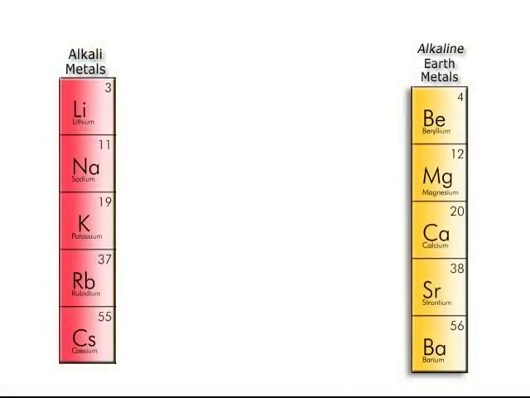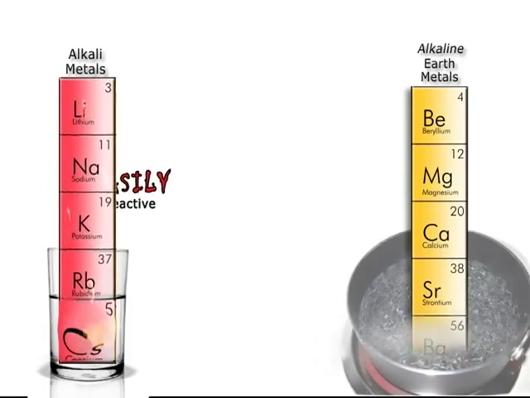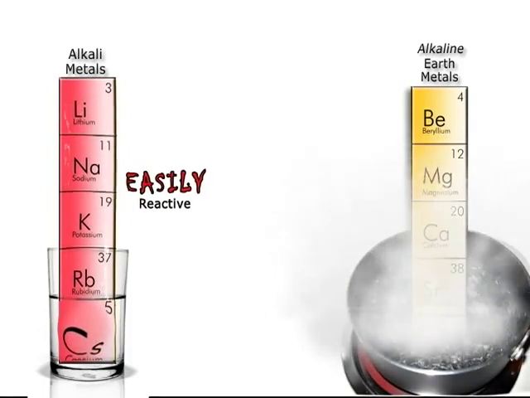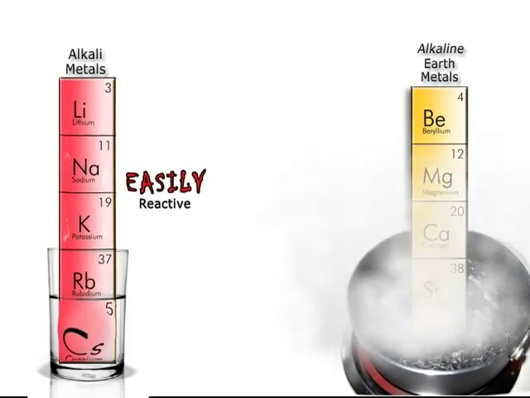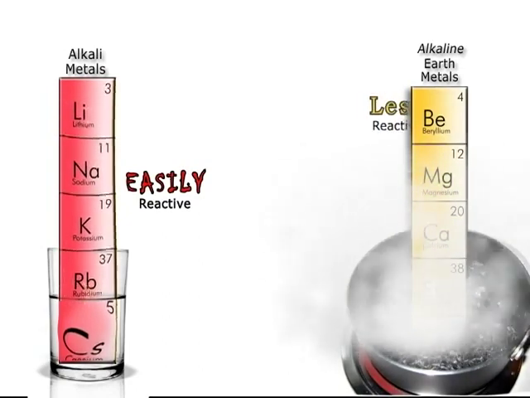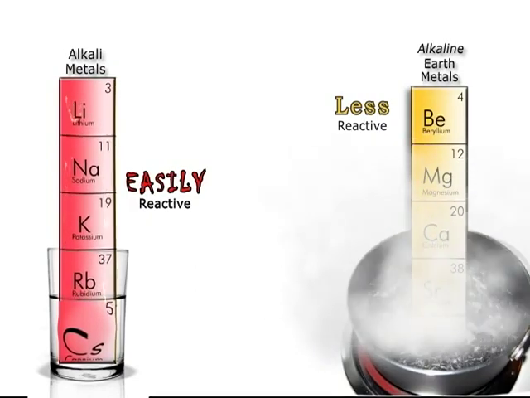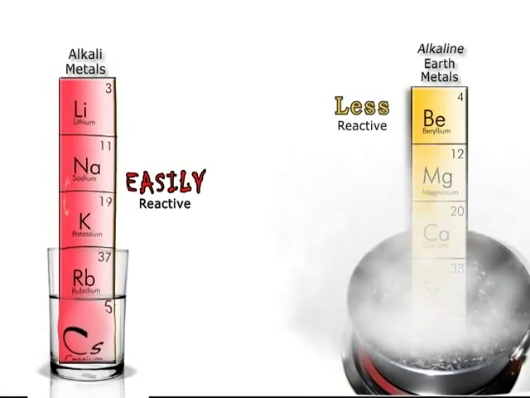For example, where sodium and potassium react with room temperature water, magnesium reacts only with steam. So, they are somewhat less reactive, more reasonable, more down to earth than their alkali neighbors. They are the alkaline earth metals.